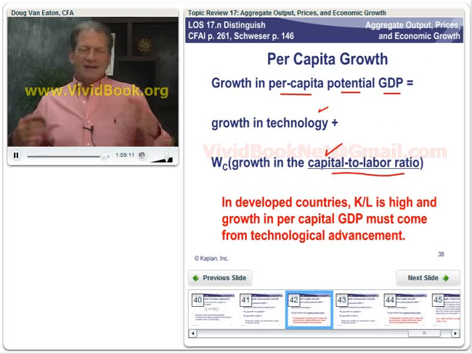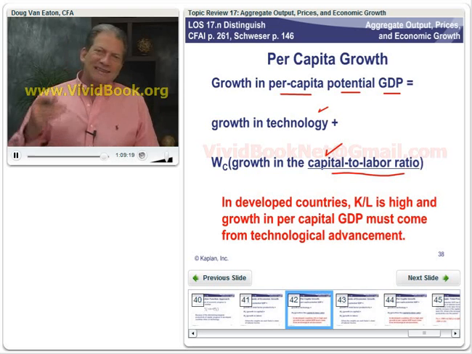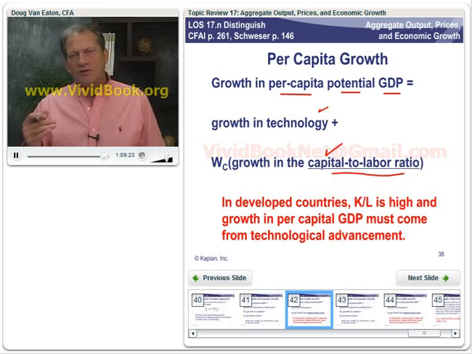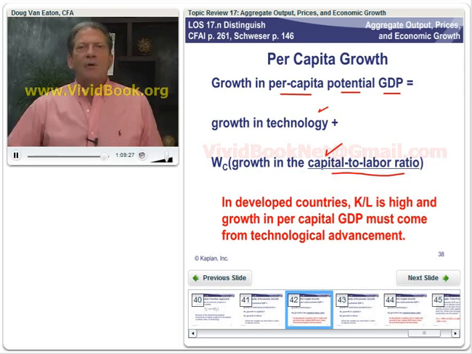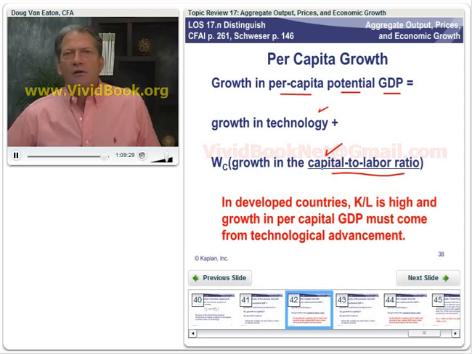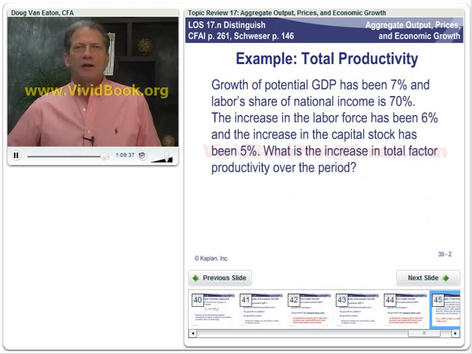So, in this growth economics framework, we're going to say that if you want more growth in per capita GDP, once you hit these high levels of capital per worker that we have in developed countries, additional growth is going to have to come from this piece right here, technological advancement. So that's one of the key takeaways from that view of growth economics.